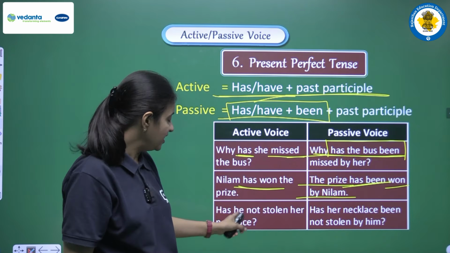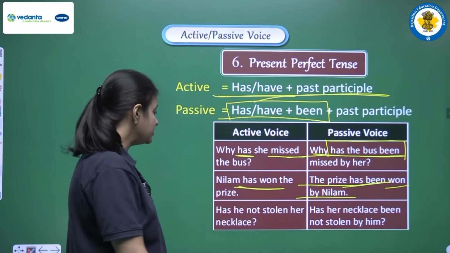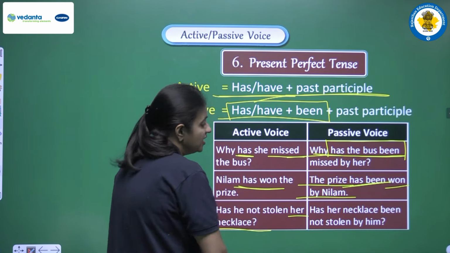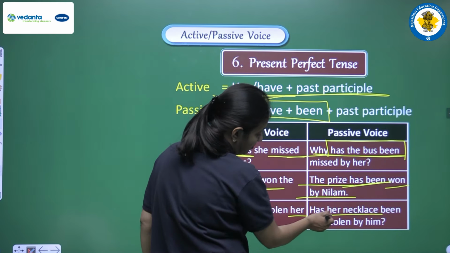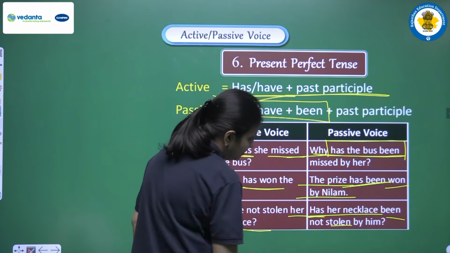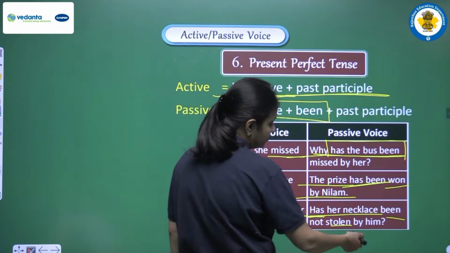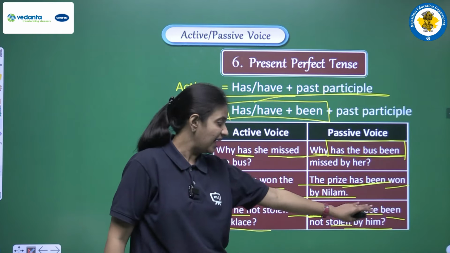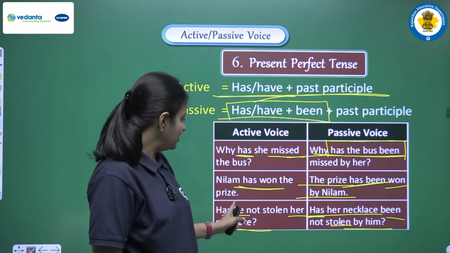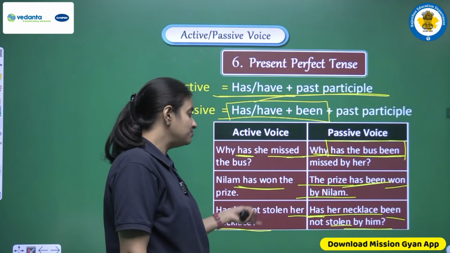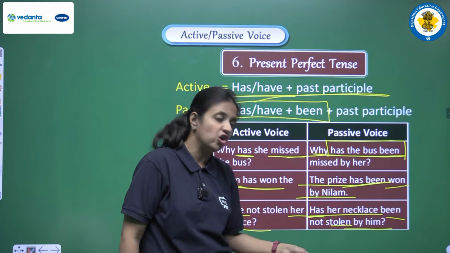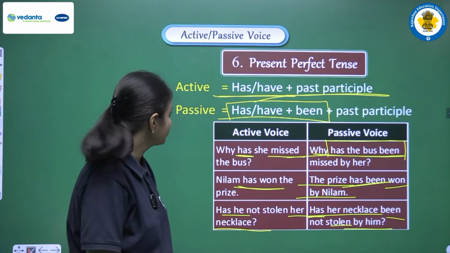Next is, has he not stolen her necklace? So interrogative sentence again. So our object is her necklace. Her necklace के लिए हमारा helping verb क्या होगी? Has, और हमें been add करना है. Third form will be stolen, और he जो subject है it will be there in the end of the sentence as by him. So sentence will be, has he not stolen her necklace? Passive voice will be, has her necklace been not stolen by him?